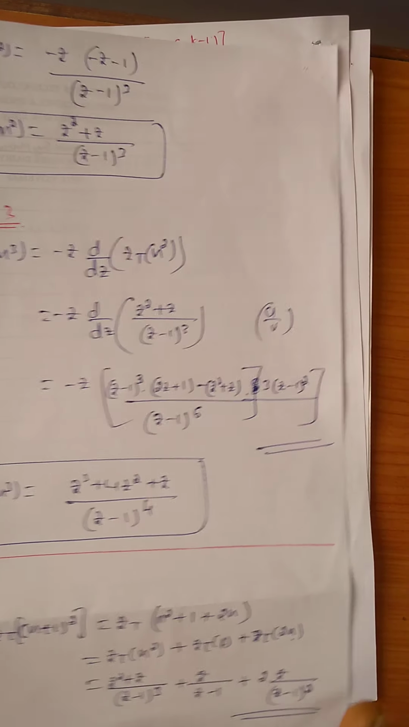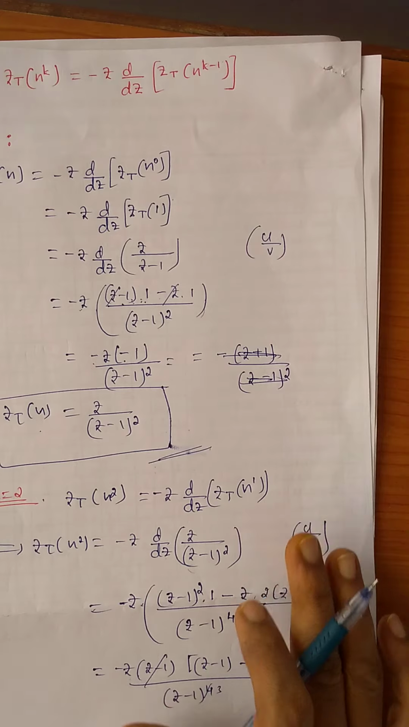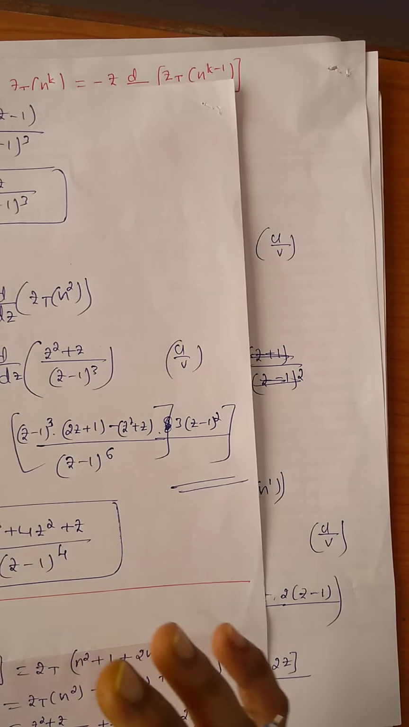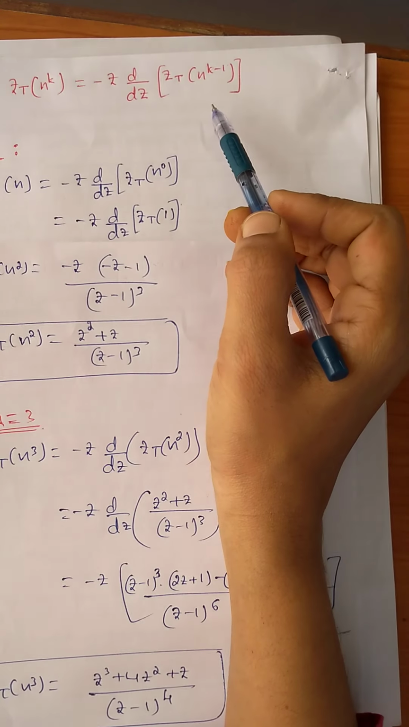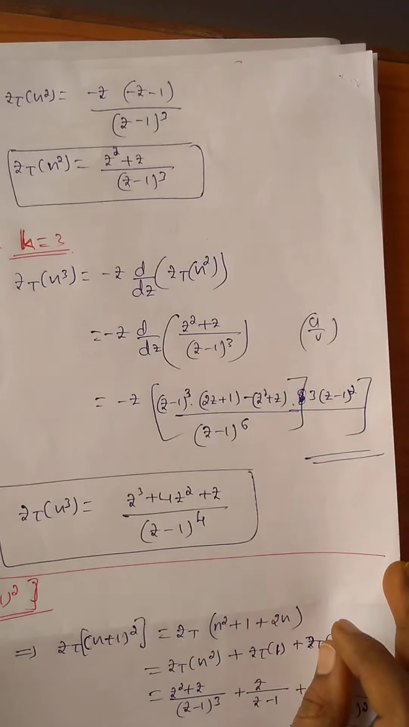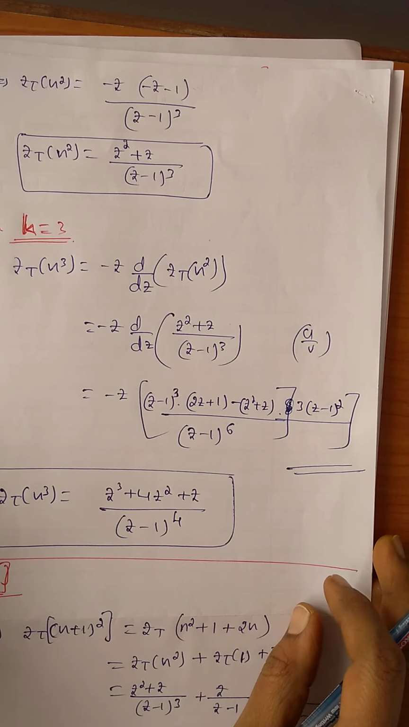Okay, we can find the z transform of n to the power of 4, n to the power of 5, any n power number, by using this property. Okay. Thank you.